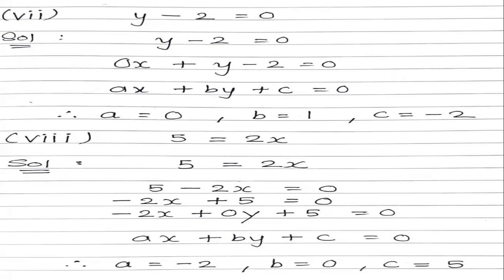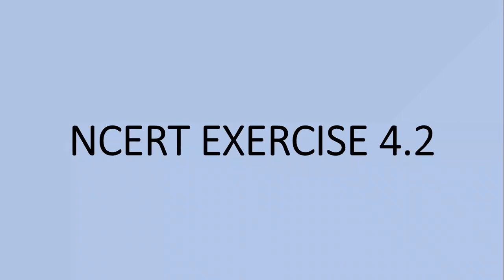Now, with these 8 questions discussed, I believe you all have understood how to refer to a given equation, compare it with the standard form and get the values of A, B, and C. That comes to the end of NCERT exercise 4.1. Let's quickly understand how to solve the questions given in NCERT exercise 4.2.